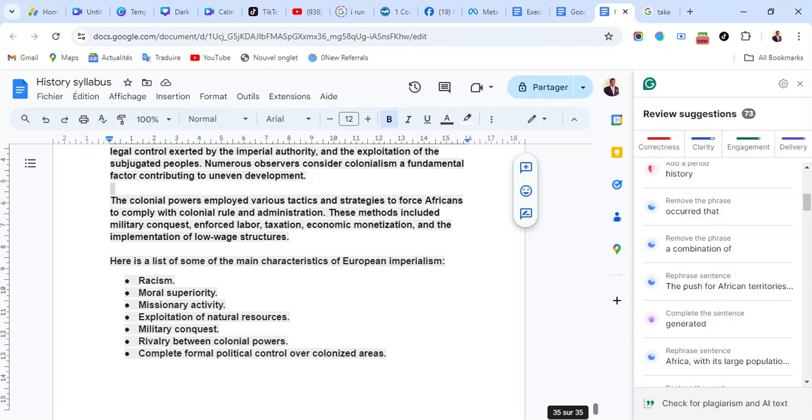The next characteristic is military conquest. We already saw that in the features. They used war and heavy machinery to conquer and defeat the people. Those who resisted, those who fought, were conquered militarily or by force. The next one is rivalry between colonial powers.